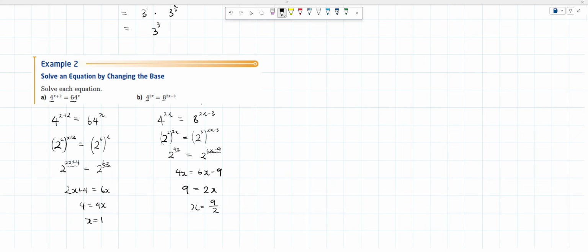And of course, just like before, we can plug in the value x equals 9 over 2, and then we can check the answer. For that, we can use a calculator.